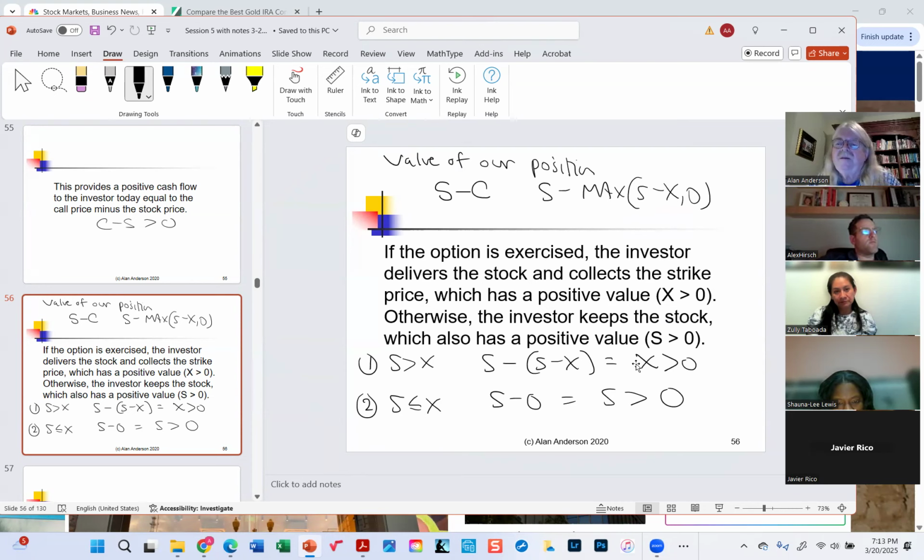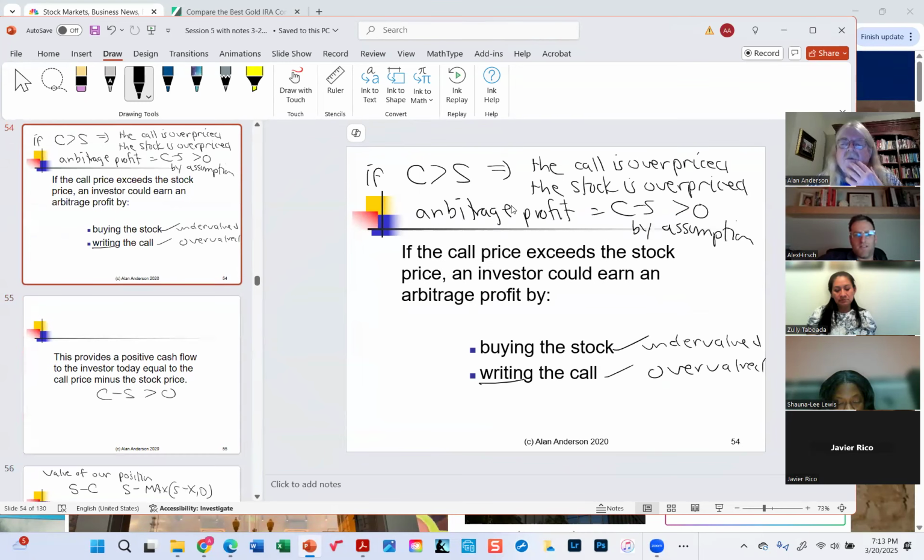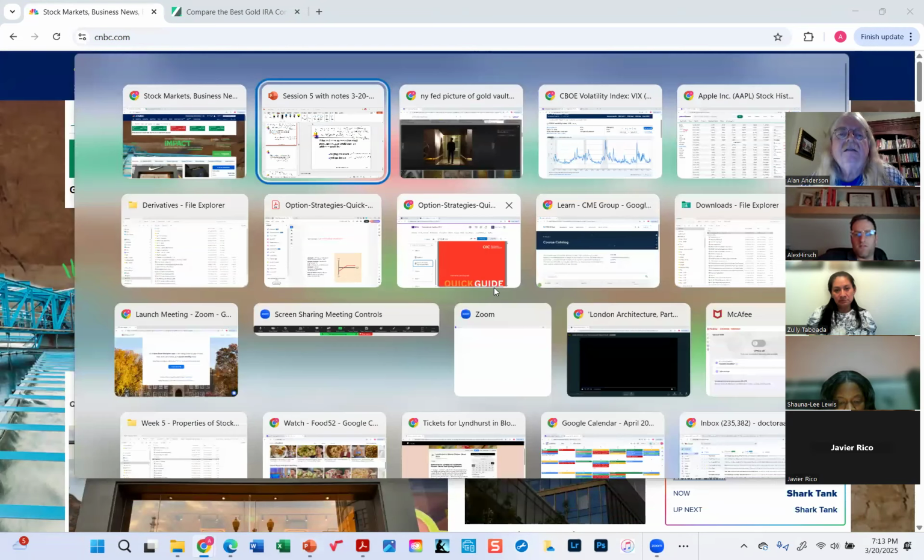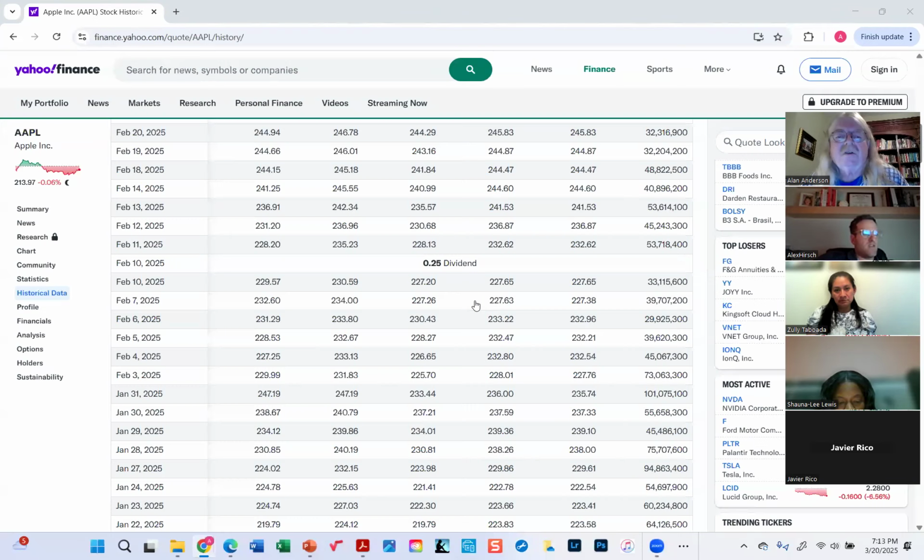But how do you determine if the stock is underpriced and the call is overpriced? Just the mere fact that the call is more expensive than the stock. That's enough. That's all it takes. You're saying that the strike price is more expensive, or the call itself, like the call premium? That's right. Yeah.